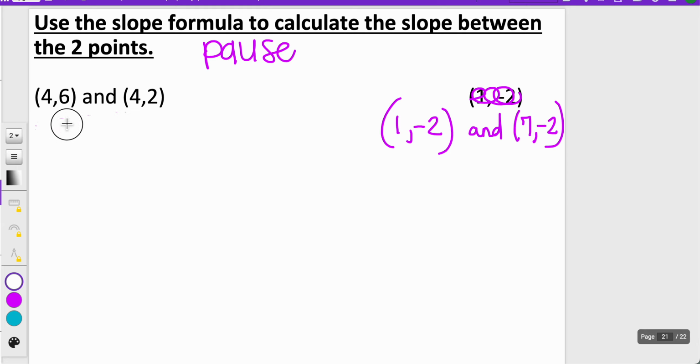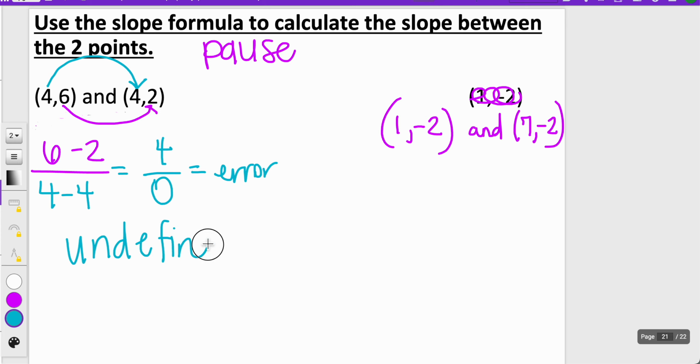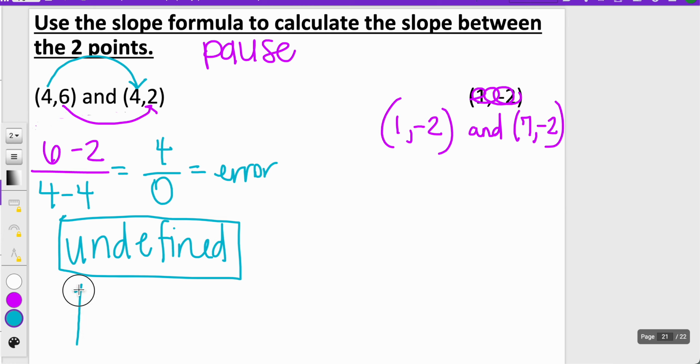So the first one, I went ahead and just labeled my y's. So 6 to 2, so I'm going to do 6 minus 2. And on the bottom, I'm going to do my x's, 4 minus 4. Now, with this one, you should notice something special. 6 minus 2 is 4, but 4 minus 4 is 0. And anytime you divide by 0, you're going to get an error, which means this slope has to be undefined. Which means I rise 4, like 1, 2, 3, 4, but I ran 0. So that's going to be your up and down slope, or undefined, okay?